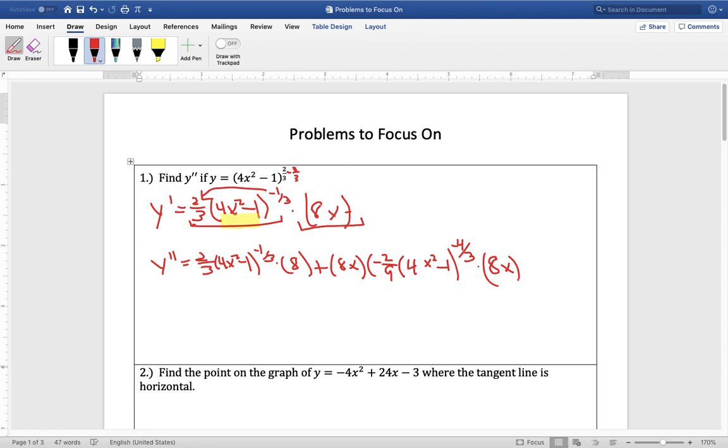These answers will be ugly, and you don't really have to do anything besides find the second derivative and write it out. That's how you would leave the answer. So take a moment, look through that, see if you get it, and if you don't, send me questions on this. All right, the next question is finding the point on the graph where the tangent line is horizontal.